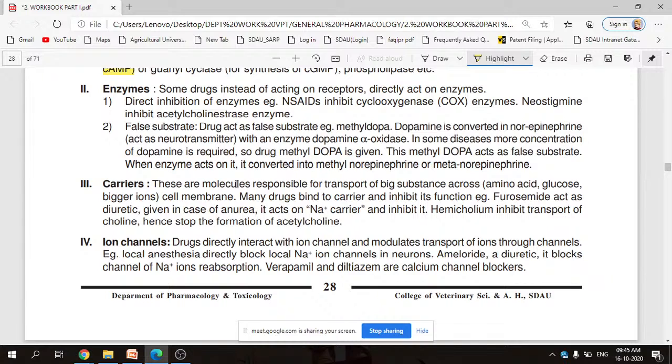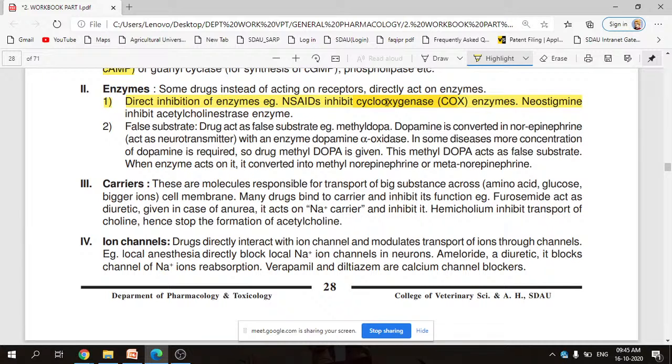Say, for example, the best examples are paracetamol, diclofenac, and meloxicam. These are drugs having analgesic, antipyretic, and anti-inflammatory activity. Now, these drugs combine with the enzyme known as cyclooxygenase and inhibit it. This cyclooxygenase plays an important role in the synthesis of inflammatory mediators. So these non-steroidal anti-inflammatory drugs, especially paracetamol and diclofenac, inhibit the enzyme cyclooxygenase.